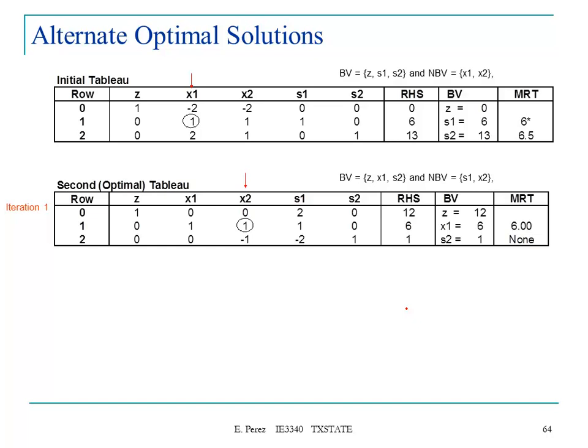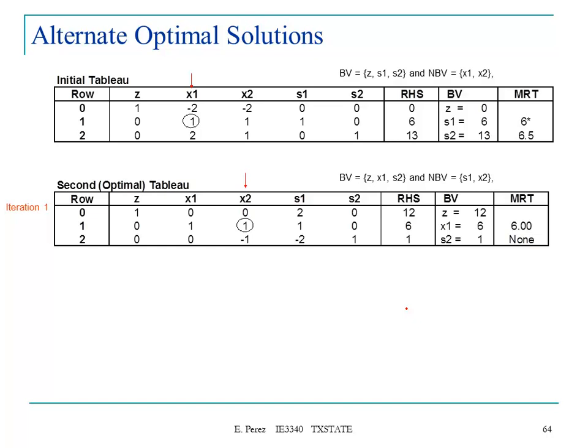You don't have any other negative values here on the first row, or the 0 row, sorry. So that makes the tableau optimal. So that means that x1 equals 6 is the optimal solution, and x2 equals 0 is the optimal solution. But what happened? You have some non-basic variables here, x1 and x2 are your non-basic variables, that has a value of 0. Okay? So when that happens, that means that you can have alternative optimal solution just by looking at the tableau.